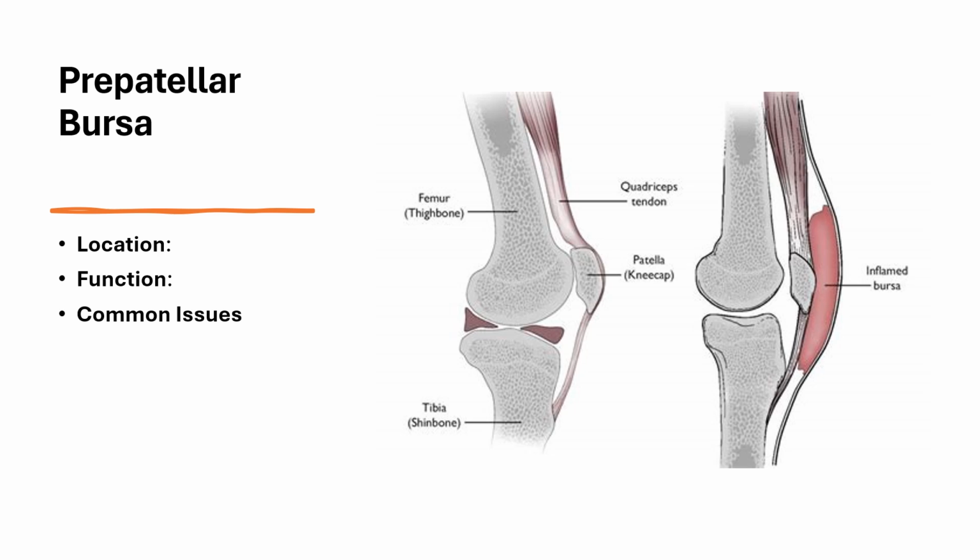Now this is positioned between the skin and the front of the patella. The prepatellar bursae reduces friction between the skin and the patella, especially during activities where the knee is frequently bent or in contact with hard surfaces, for example, kneeling. Now, common issues: sometimes you can get a prepatellar bursitis, also known as housemaid's knee, and this occurs when the bursae becomes inflamed, typically due to prolonged kneeling or direct trauma.